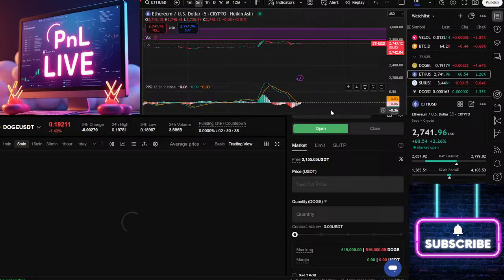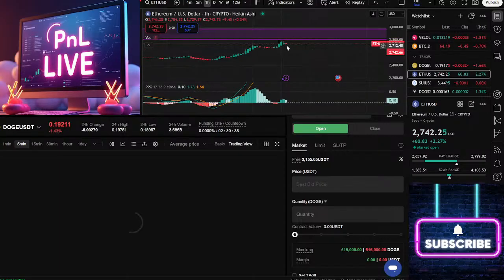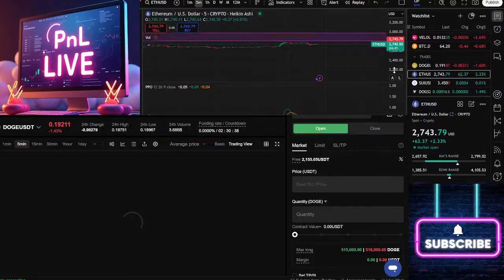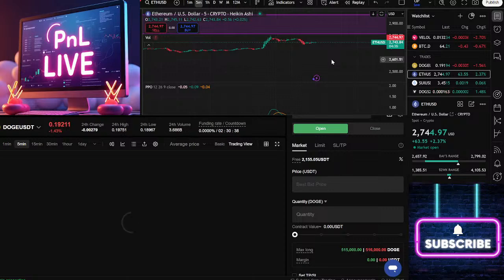Looks like it wants to test it again on the 5-minute. Looks like it wants to test it again on the hourly chart too. Looks like maybe we'll get a doji candle and it'll turn around. Yeah, so Ethereum might be a good trade for today, Doge might be a good trade for today. For me, not for you. I don't know what you want to do. Looks like it wants to hit it again.